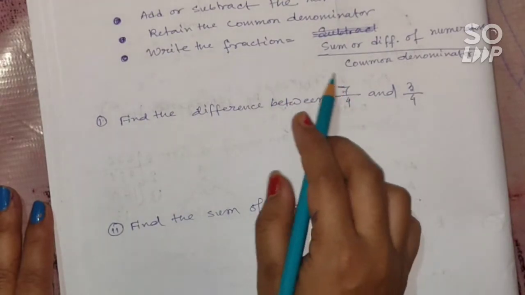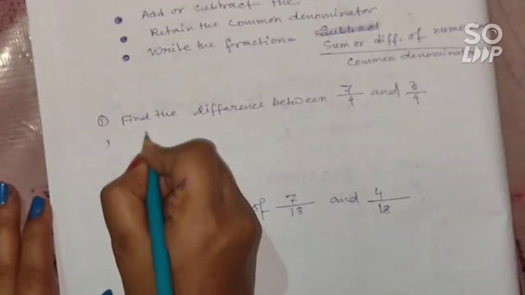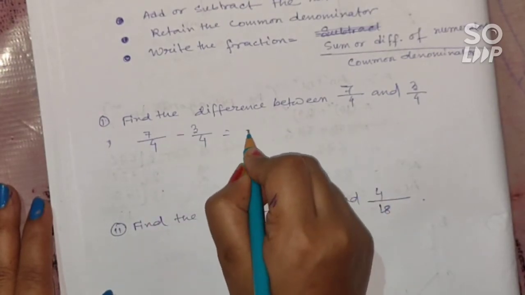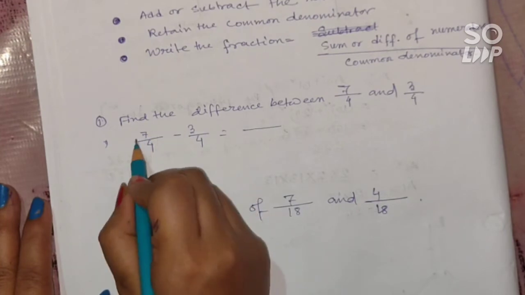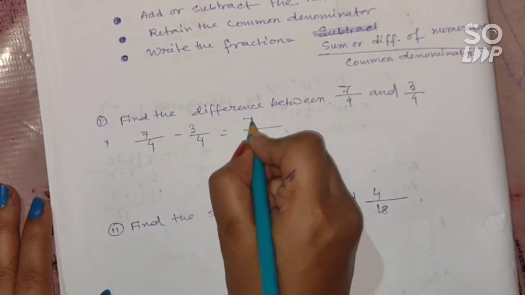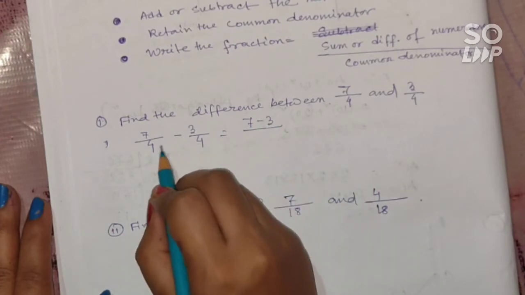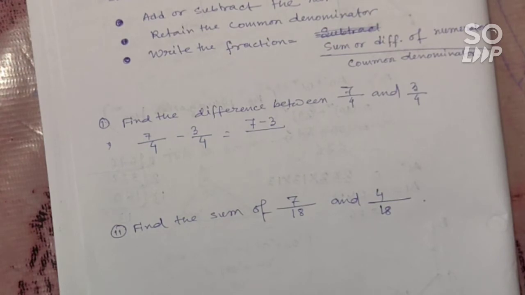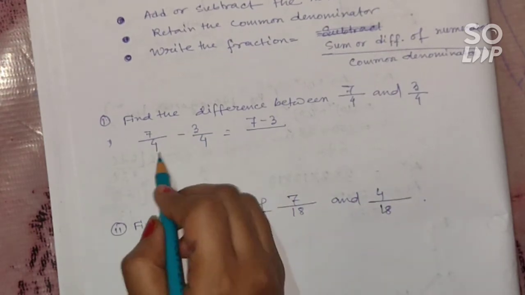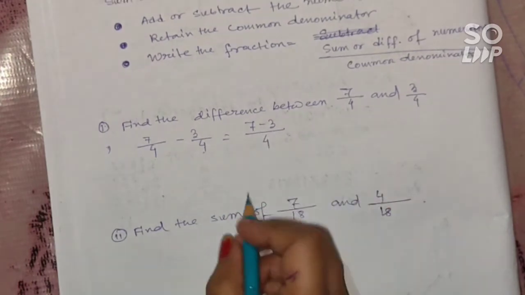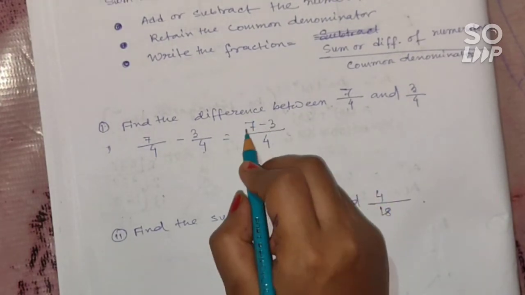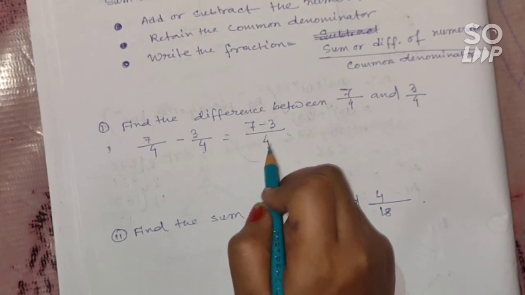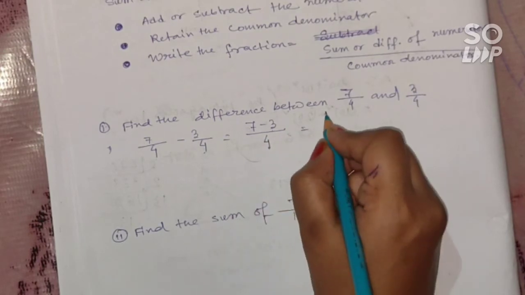Find the difference between 7 by 4 and 3 by 4. 7 by 4 minus 3 by 4. First of all, you have to find the difference of the numerators, that is 7 minus 3, and you have to retain the common denominator. The denominators are the same, so these are like fractions. So 7 minus 3 divided by 4. So you write the difference of the numerators divided by the common denominator. Okay, so 7 minus 3 is 4.